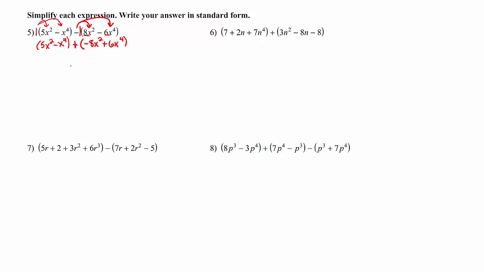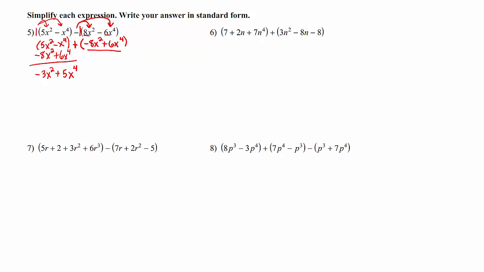So one of the ways that we can do this is we can take the second parentheses and line it up underneath the first parentheses based on like terms. Like -8x squared would go under the 5x squared because those are both x squareds. 6x to the 4th would go underneath the x to the 4th. And then we're just going to add in our columns. So that's -3x squared plus -1 plus 6 is 5x to the 4th.